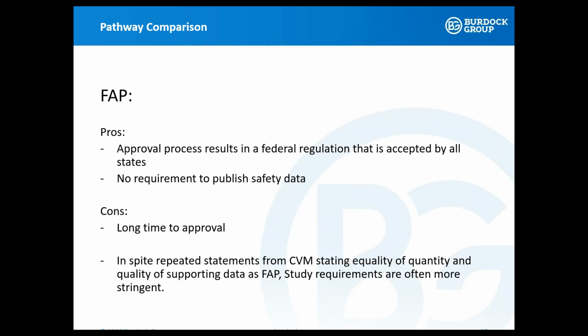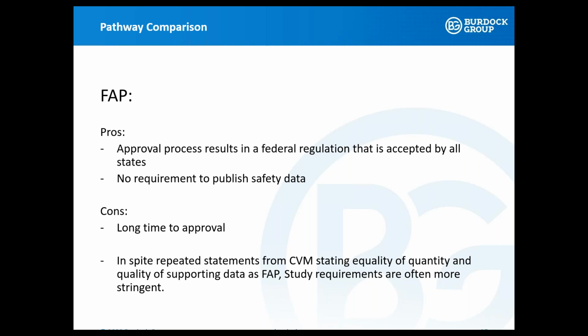If we look at pros and cons, the approval process results in federal regulation that is accepted by all states, meaning you don't have to deal with individual states. I think that's probably the biggest deal. You can just get it out there at the federal level, and all the states accept it. And you're not required to publish safety data. Now the cons: a long time to approval, and in spite of repeated statements from CVM about quantity and quality of supporting data being the same as for a GRAS, for an FAP the study requirements are often more stringent.